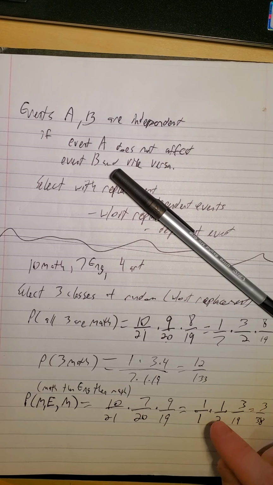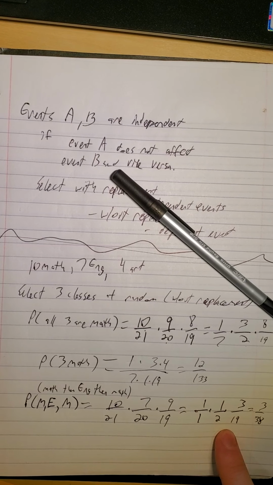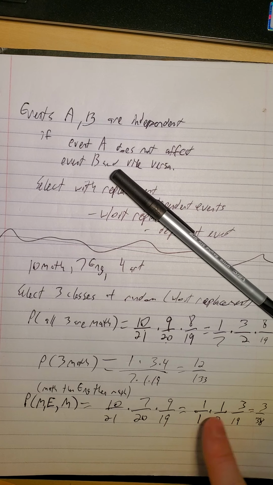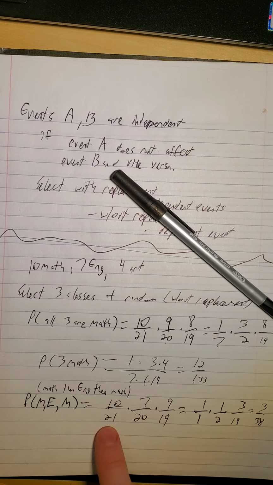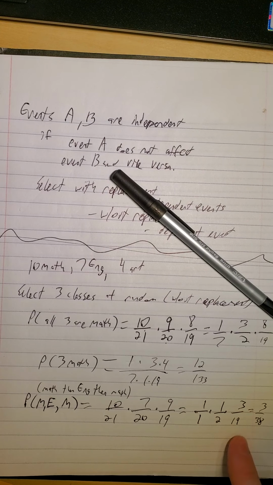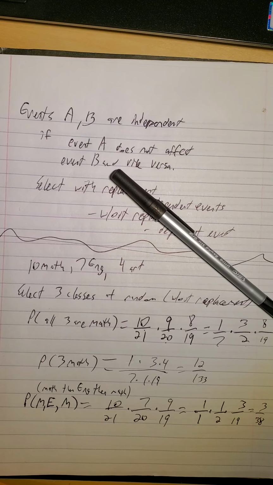And again, I just do a little bit of simplifying there. 10/20 is 1/2, 7/21 is 1/3, but I can factor another 3 out of that 9. So 1 times 1/2, 3/19 is 3/38.